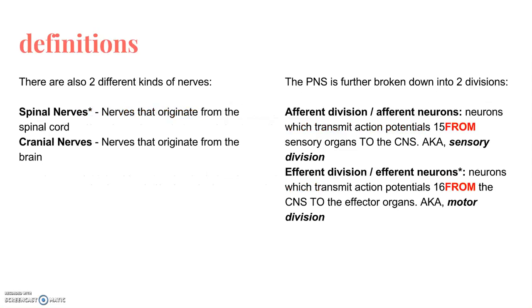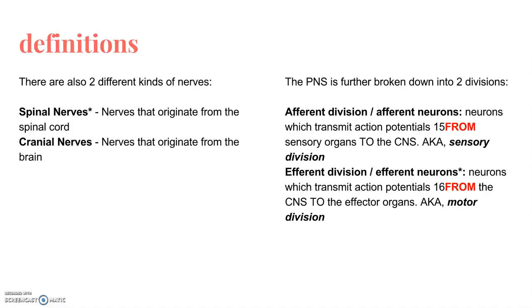All right, moving on to some more definitions. And there's a lot of things that appear in pairs throughout the next several slides. So just kind of follow along with these. So there are 2 different kinds of nerves. You have spinal nerves and cranial nerves. The spinal nerves are those that originate from your spinal cord. Your cranial nerves are those that originate within the brain.